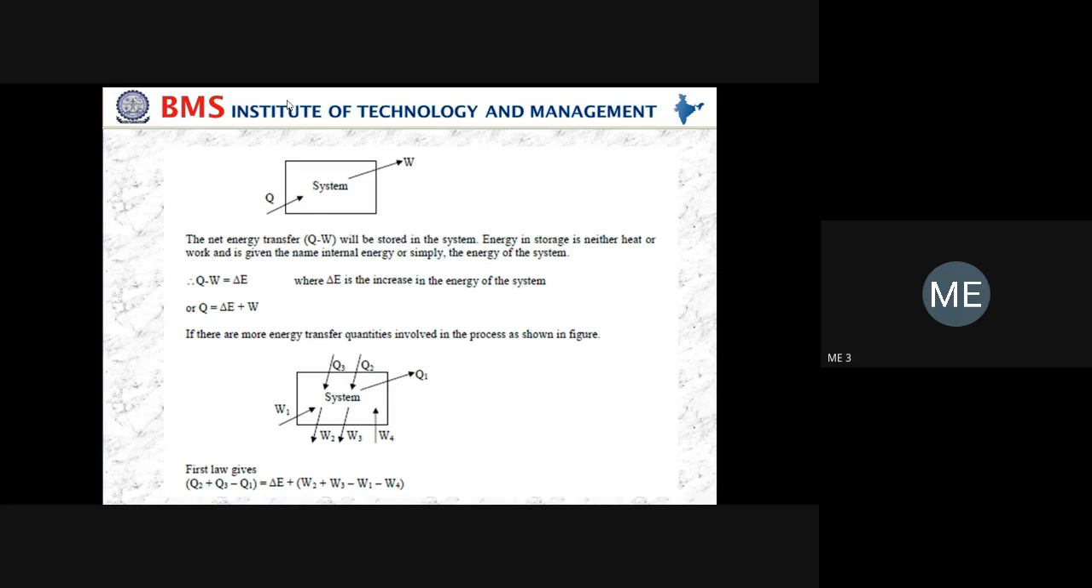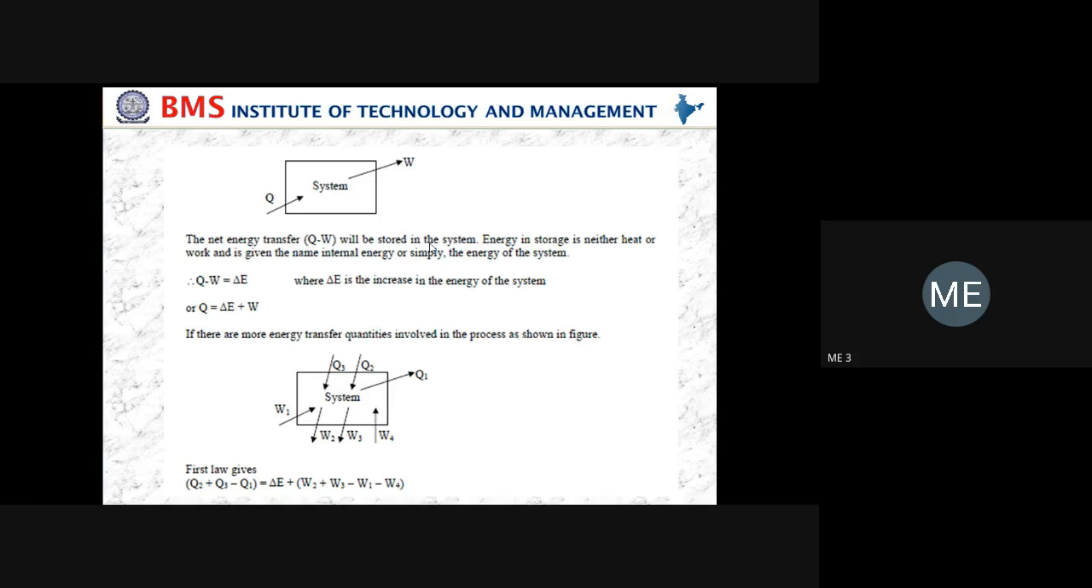Okay, where delta E is called the internal energy of the system. And you remember, what is internal energy? Internal energy is the summation of kinetic energy and potential energy, as we studied in the first chapter, that is, the microscopic and macroscopic approaches. Macroscopic properties are pressure, volume, and temperature.